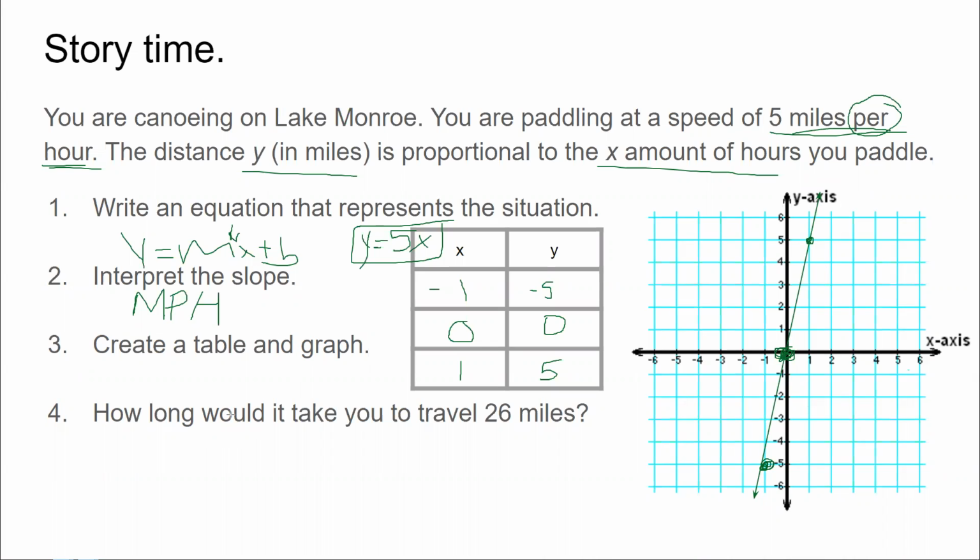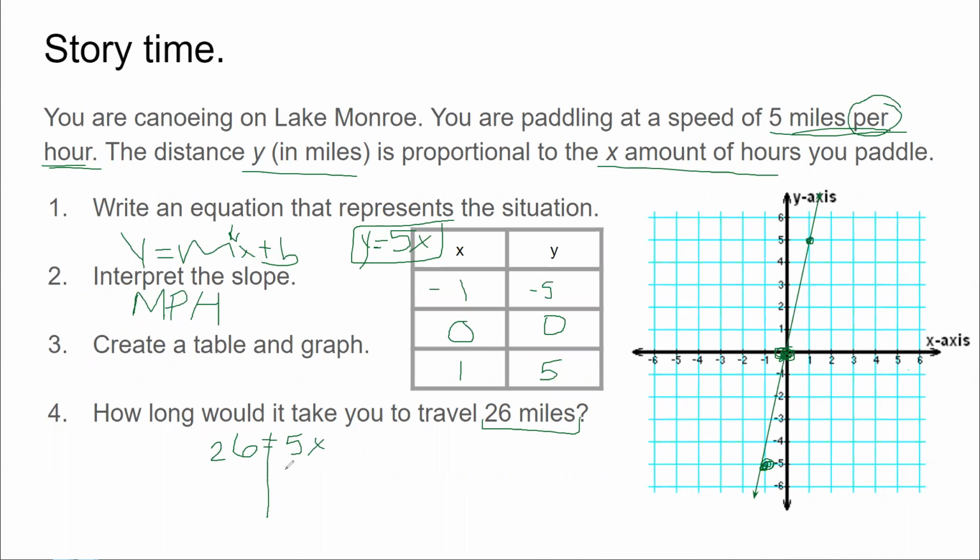Our last question is, how long would it take you to travel 26 miles? So we've got a y and we've got an x. I need to figure out which one I'm going to substitute 26 into. So if I'm talking about 26 miles, is miles my y or my x? Hopefully you said y because it tells you that it's miles right up there. So I'm looking at the equation that we created, and it's going to be 26 miles equals 5x.